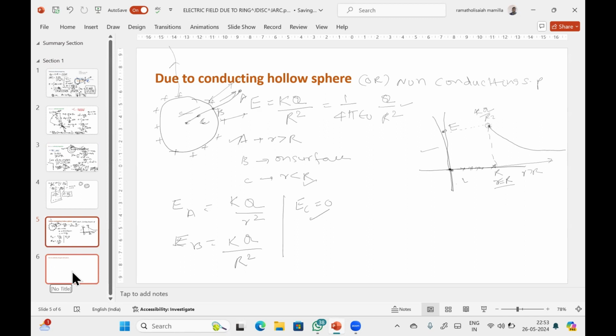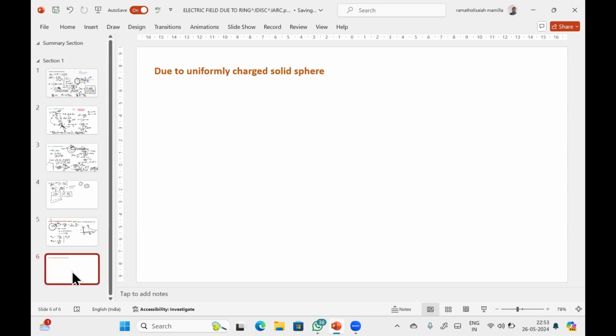Coming to the next one. This covers all the points I explained for the hollow sphere. Now the uniformly charged solid sphere. Consider it like this, charge is everywhere, uniformly distributed in a non-conducting sphere. One point is on the surface, another point away from the surface, and another point inside. So C, B, A, similar. For point A, this charged sphere behaves like a point charge.